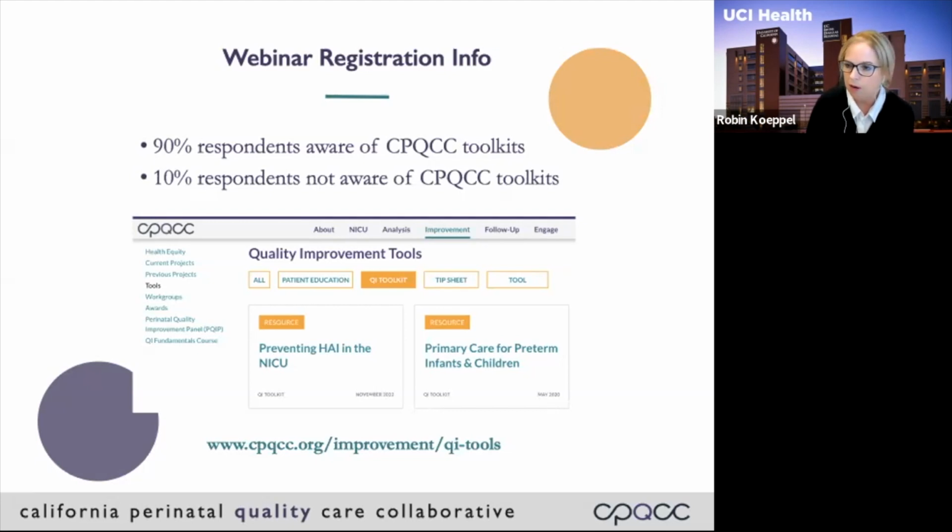So I think we're incredibly fortunate in California to have this resource, especially when you're working hard on a topic that you are looking for resources. And I think CPQCC is a great place to do that. And we actually wrote this toolkit with resources in mind, really heavy to do that. That was our big focus. So that's great. Next slide.